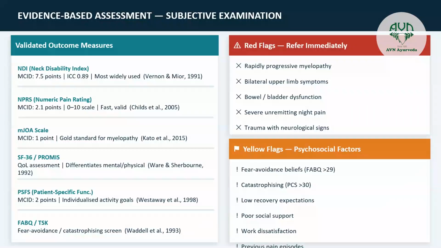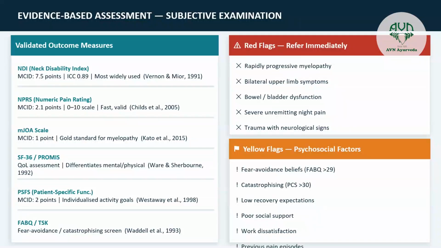The NPRS scale is vast and wide, used in all areas nowadays. It is a numerical pain rating scale to understand the pain of the patient, how severe the pain is for the patient. The mJOA scale is a gold standard for myelopathy, to grade the severity of myelopathy cases. If it's grade 1, we can go for conservative management; otherwise we have to move the patient to the tertiary sector, so that surgery will be the outlining method further.